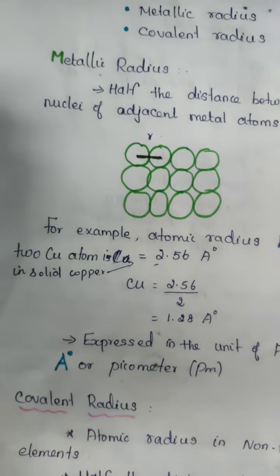Have you understood, students? So metallic radius means the distance between two adjacent nuclei. The internuclear distance between the two metal atoms is called the metallic radius. After getting the value, you have to divide it by 2. So you will get the individual atomic radius. And it is expressed in the unit of angstrom or picometer.